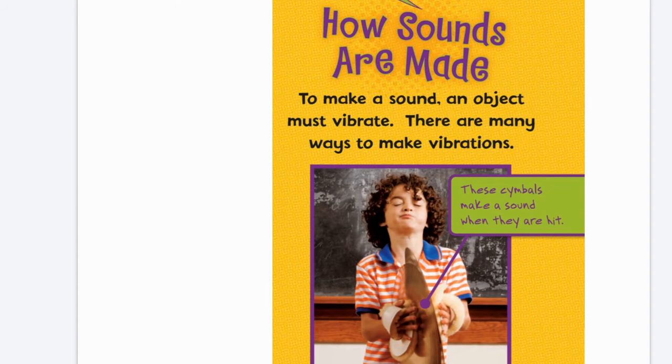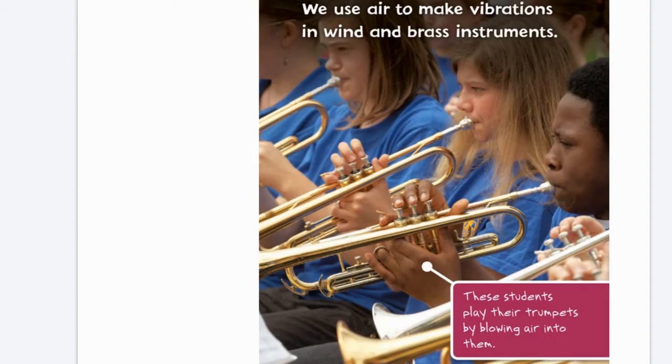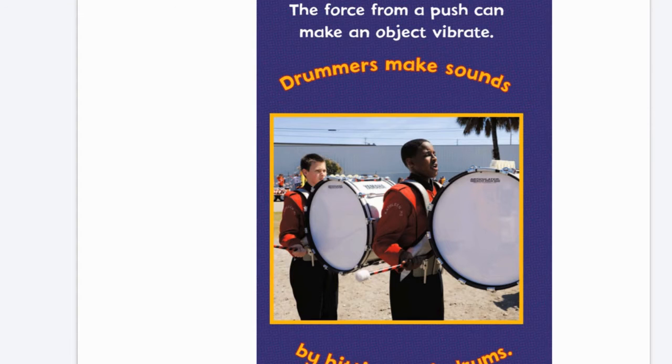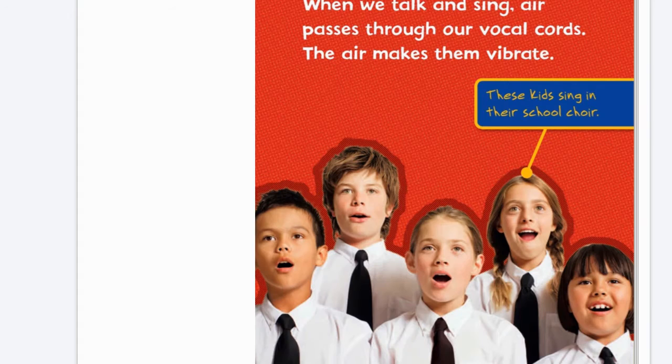How sounds are made. Remember, we talked about in class that to make a sound, an object must vibrate. There are many ways to make vibrations. The force from a push can make an object vibrate. Drummers make sounds by hitting their drums. We use air to make vibrations in wind and brass instruments, like these students playing their instruments, like their trumpet. They're blowing into them.